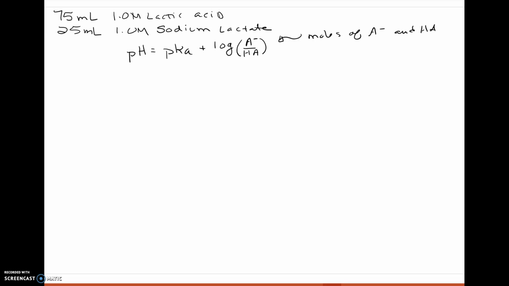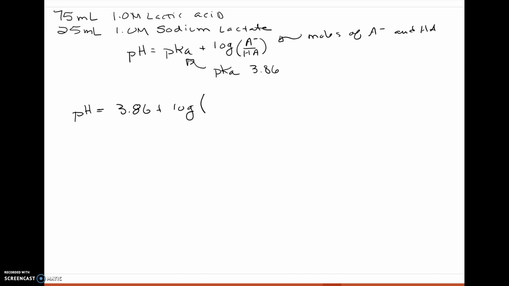Because our lactic acid solution and our solution of sodium lactate have the same concentration, this mole ratio of A minus to HA will be the same as the volume ratio. It's also important to note that the pKa of lactic acid is 3.86. So we can substitute into Henderson-Hasselbalch: pH equals 3.86 plus the log of 0.25.